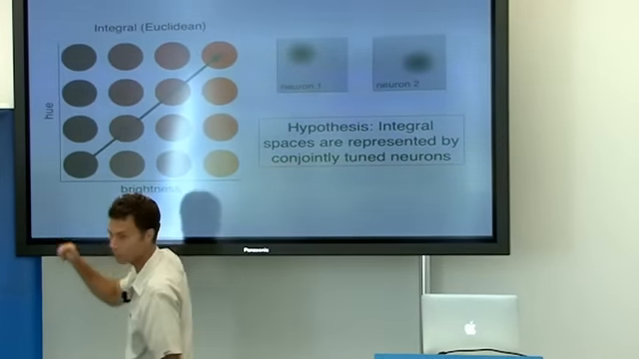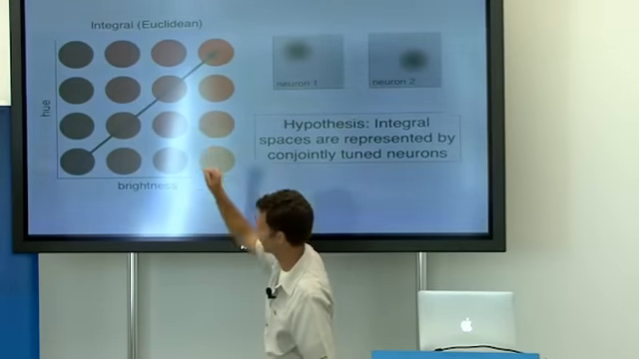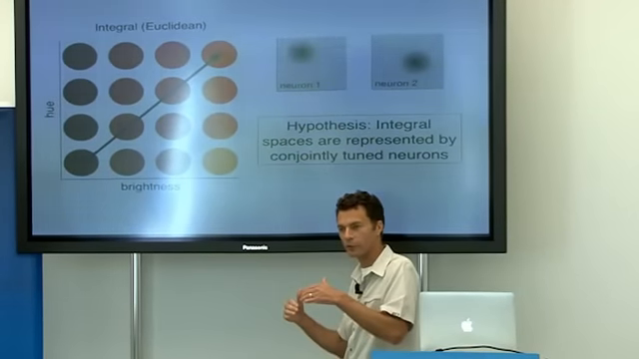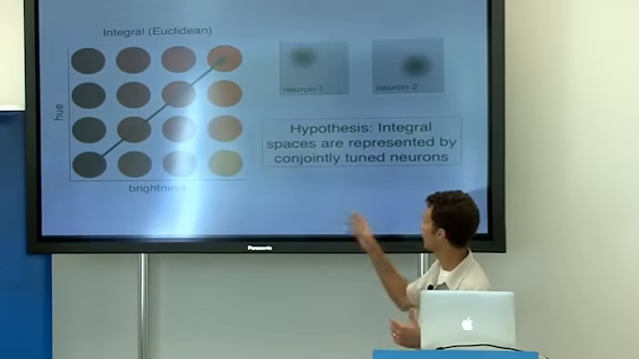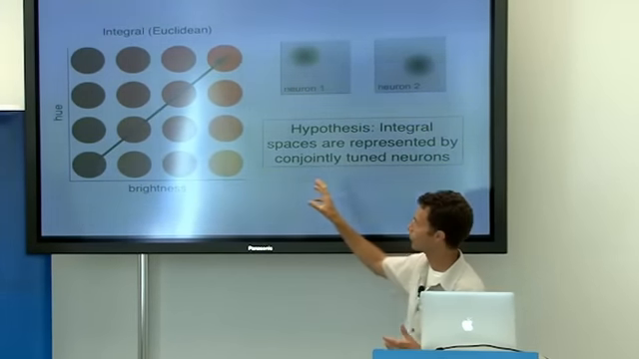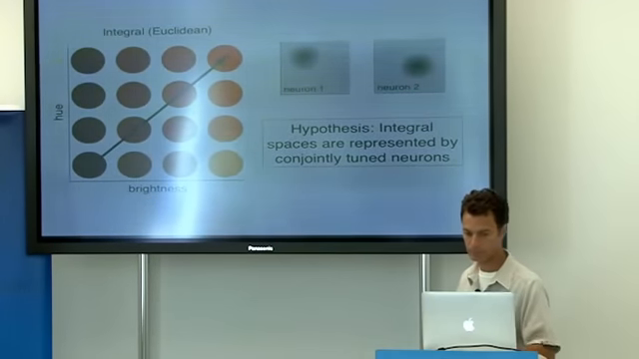It needs a particular combination of hue and brightness to fire. And there's another neuron that liked this particular color. It needs a dark orange, whereas another neuron likes a bright yellow. Okay? So conjointly tuned neurons will be associated with integral spaces.